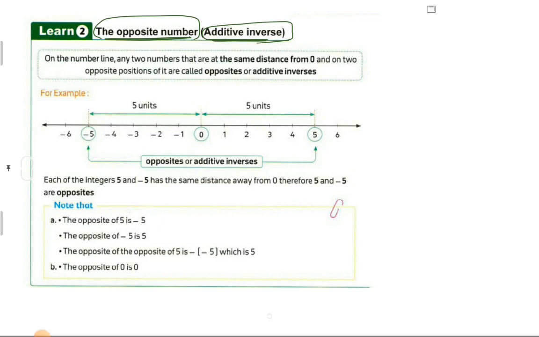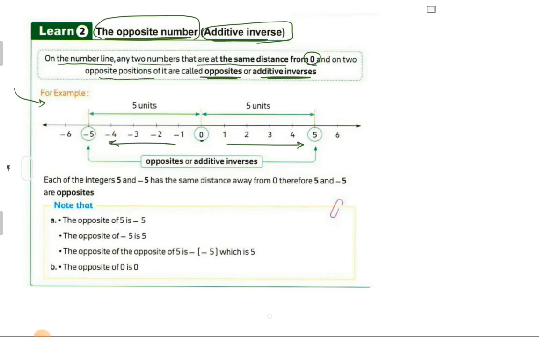On the number line, we know about what the number line is now. Any two numbers that are at the same distance from 0, on two opposite positions of it, are called opposites or additive inverses. What does that mean? Look here. We have a horizontal number line and the origin 0, with the positive integers on the right and the negative integers on the left of 0.